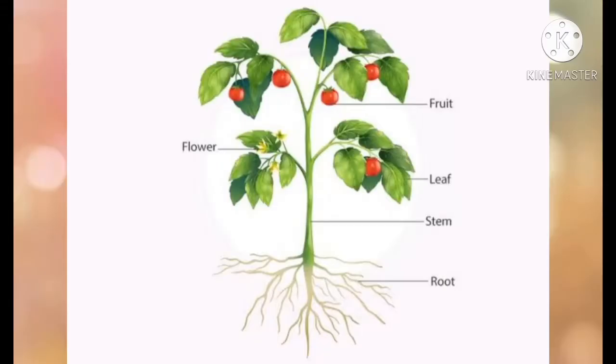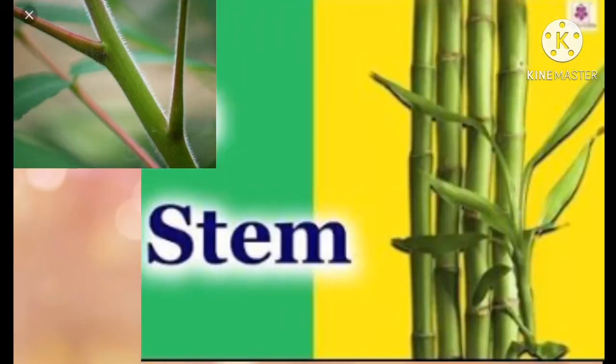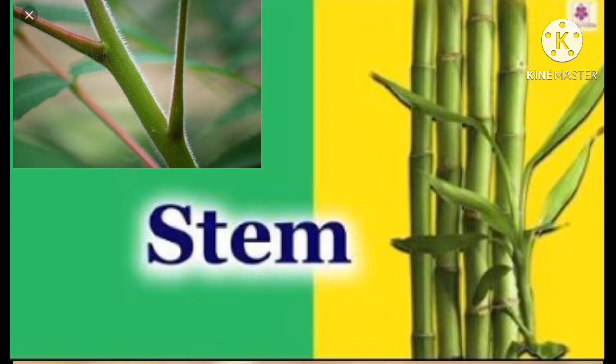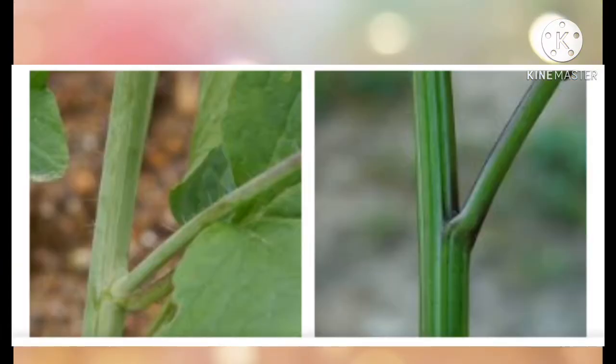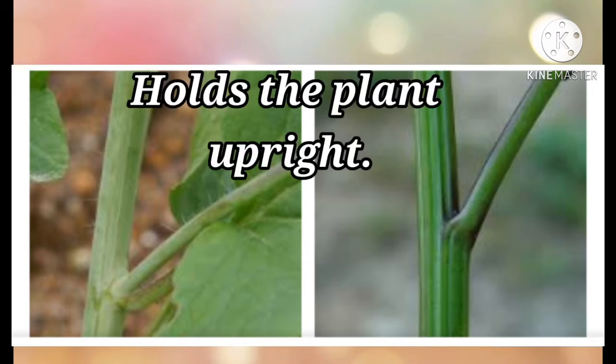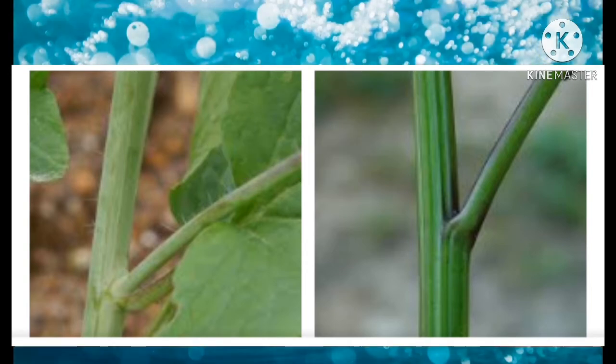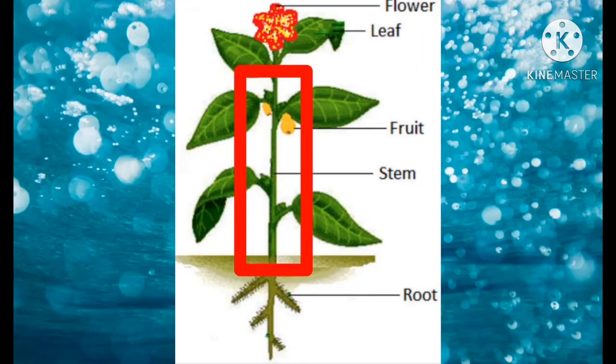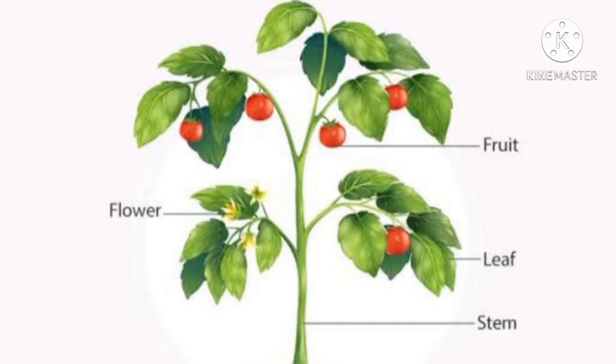Children, you know about different parts of a plant. Now, let us study more about these parts. First, let us study about stem. What does stem do for a plant? Stem holds the plant upright. It helps the plant to stand straight. It bears leaves, flowers and fruits.